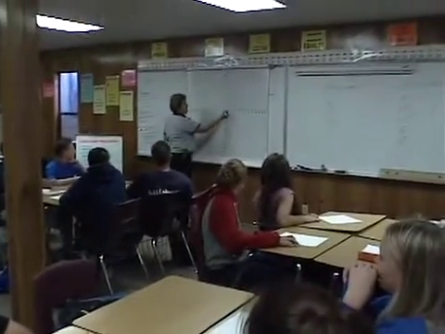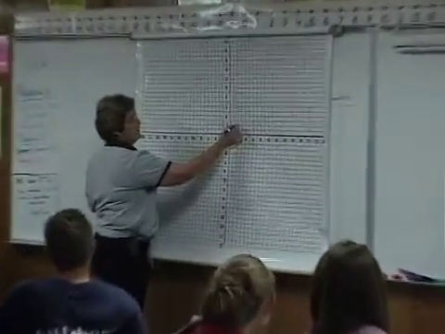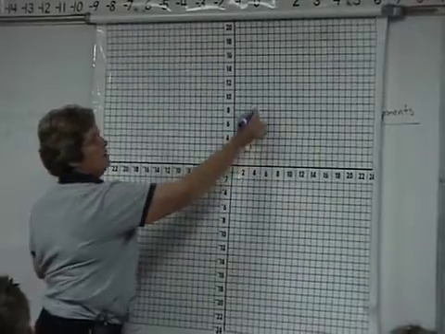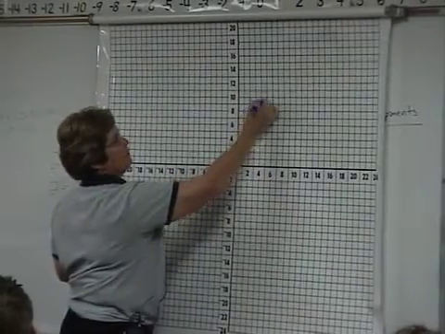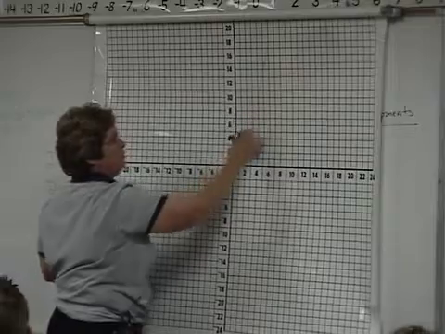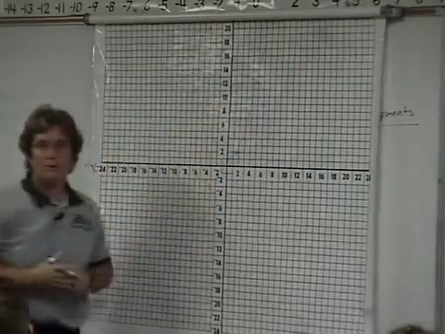2 to the first power, we get just 2, right? Then we go up to 4. We go up to 8. We go up to 16. We get some significant growth.